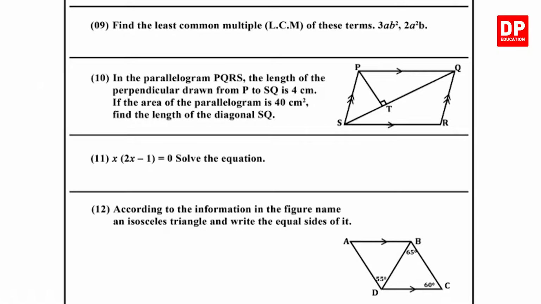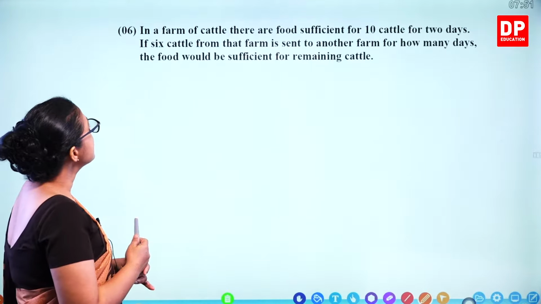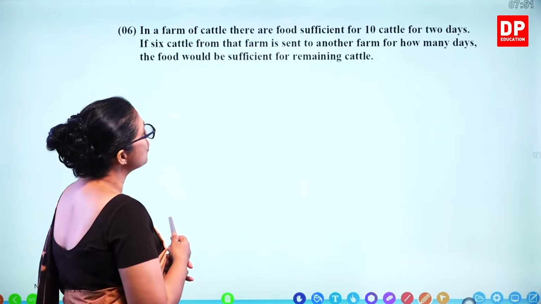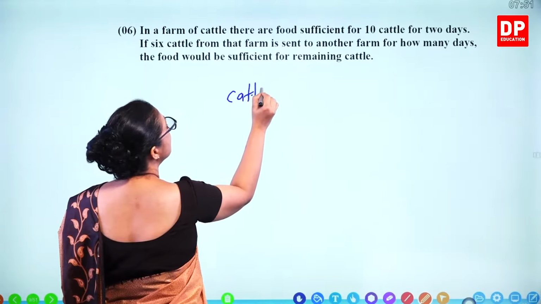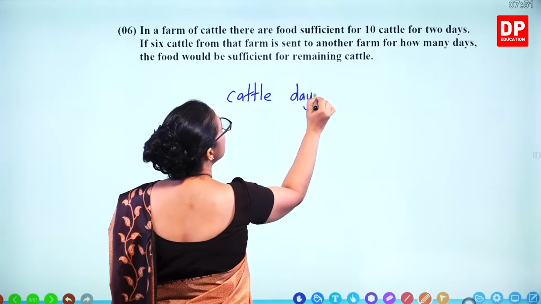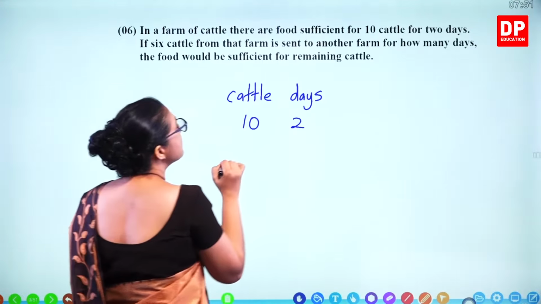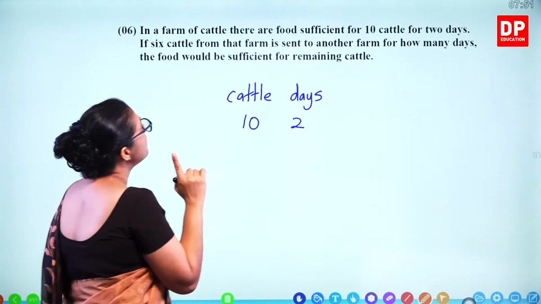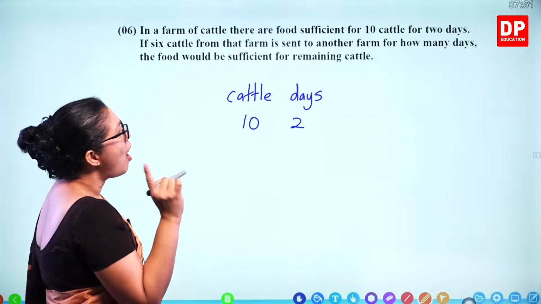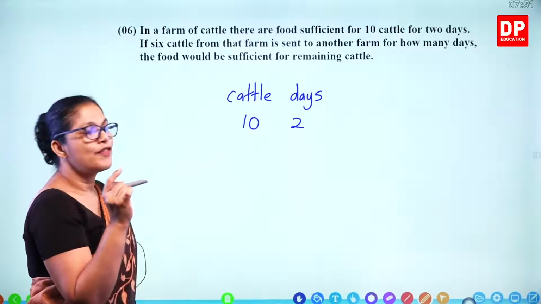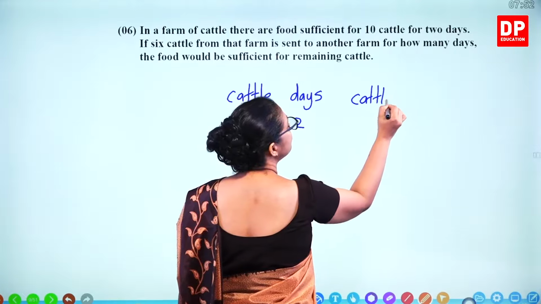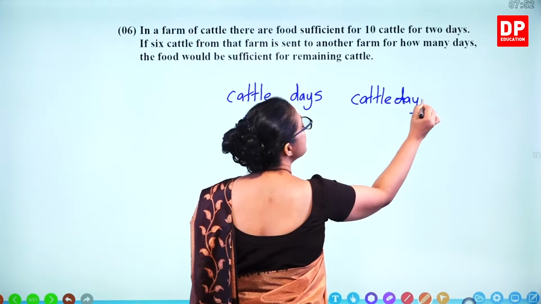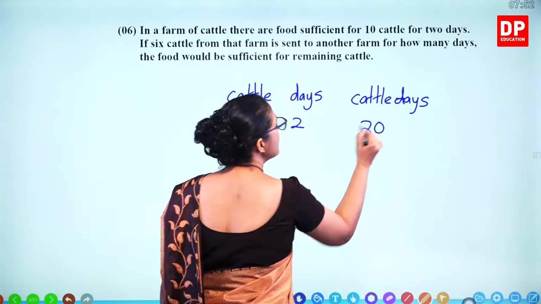Now you can try question number 6 to 12. Question number 6. In a farm of cattle, there is food sufficient for 10 cattle for 2 days. Cattle and days. 10 cattle for 2 days. If 6 cattle from that farm are sent to another farm, for how many days would the food be sufficient for the remaining cattle? So how many cattle days are there? Cattle days, 10 times 2, 20.